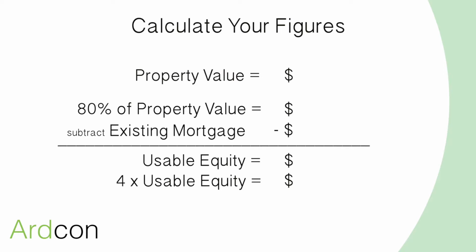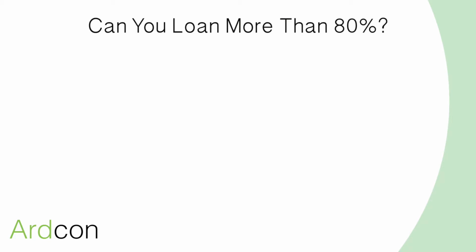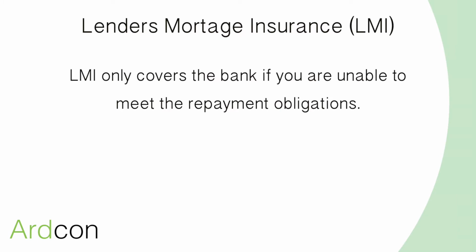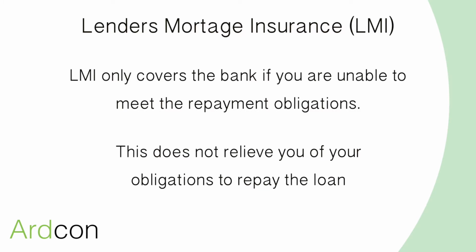So throughout this video, I've spoken about how the banks are willing to lend up to 80% of the property value. It is actually possible to lend more than that. However, you will need to take out lender's mortgage insurance, or LMI, which comes at an additional cost, so we try and avoid this where possible. Lender's mortgage insurance only covers the bank in case you are unable to meet your repayment obligations. You need to know that this insurance does not relieve you of your repayment obligations. It only covers the bank.